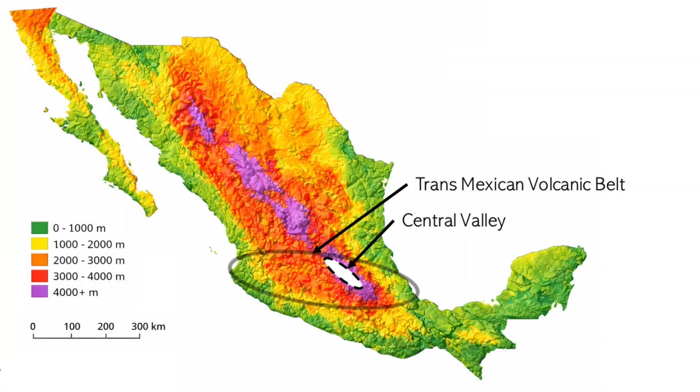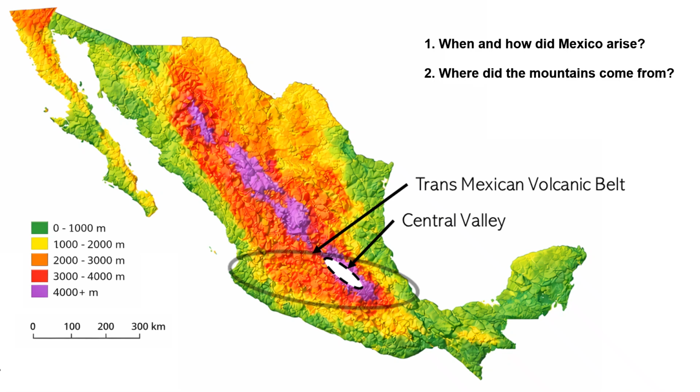So now we have the answers to the first two questions. 1. Central Mexico started to re-emerge from under the sea due to subduction starting about 50 million years ago. 2. The mountain range where the Central Valley sits is the volcanic arc, which is a byproduct of that subduction. So where did the Central Valley itself come from?